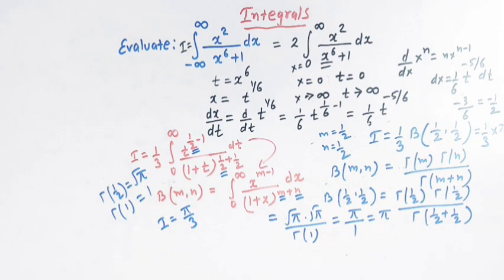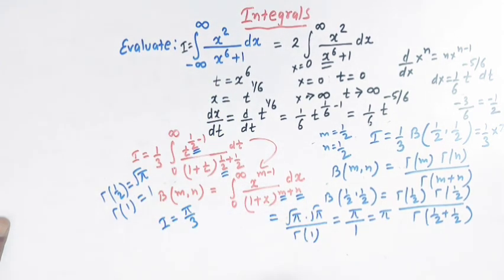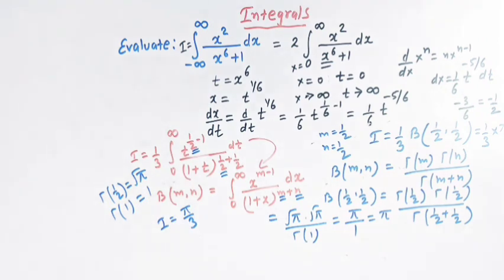So viewers, this is how by making use of the concept of beta and gamma function, we can solve these kinds of integrals easily. And moreover, we can also solve these integrals by the method of contour integration using the concept of residues and the Cauchy's residue formula. So we'll consider this topic very shortly.